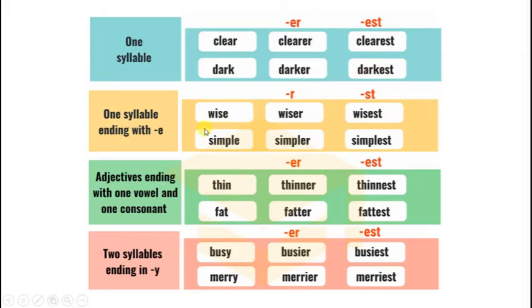But one syllable ending with e, like wise, simple. Yes, we just add r and we add st. Adjectives that end with one vowel and one consonant, like big, fat, thin. What to do? Yes, we double the consonant. Two syllables ending with y, like busy, merry. Yes, change y to i and add er, and est in superlative.